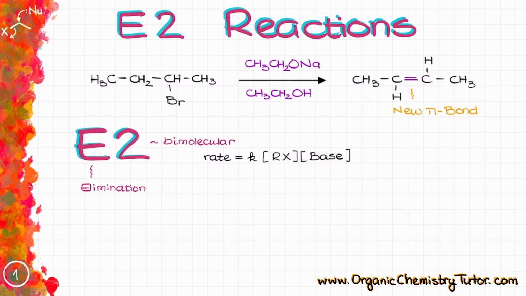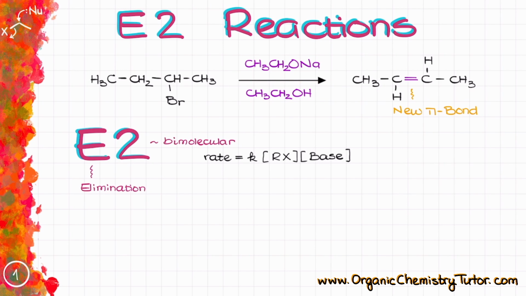Hello everyone, Victor is here, and in this video I want to talk about the E2 reactions, which is probably the best type of elimination reactions out there because it gives chemists a lot of control over the reaction outcomes. So the goal of the E2 reaction, like any other elimination reaction out there, is to rip something off our molecule and make a new pi bond.